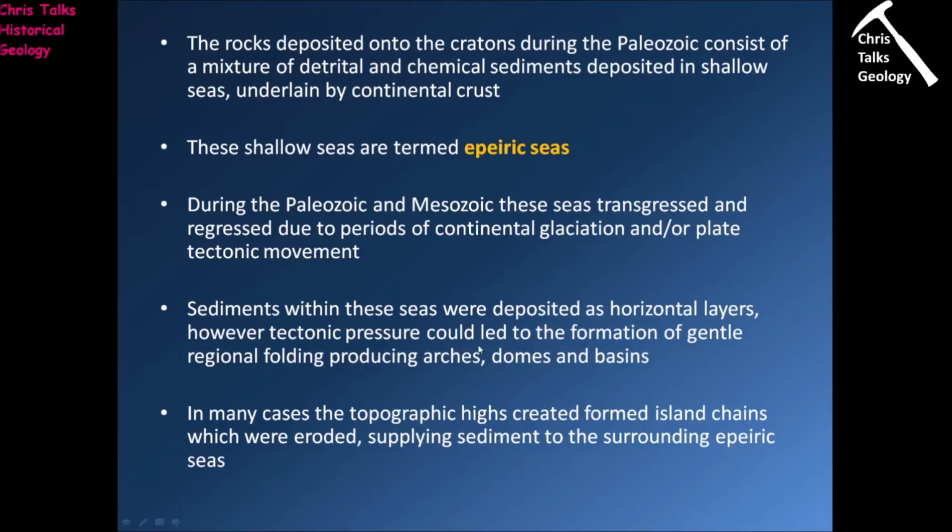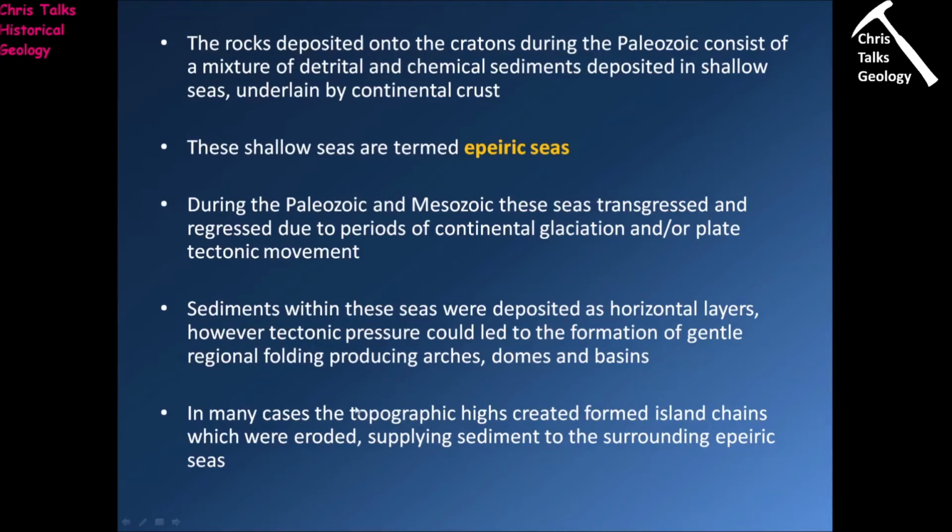So sediments within these seas were deposited as horizontal layers, as most layers of sediments are, so they formed these nice sheets, laterally extensive but quite thin. However, tectonic pressure could lead to the formation of gentle regional folds, which produce things we refer to as arches, domes and basins. An arch is essentially just a large fold. A dome would be a three-dimensional fold, and a basin would be a three-dimensional depression.